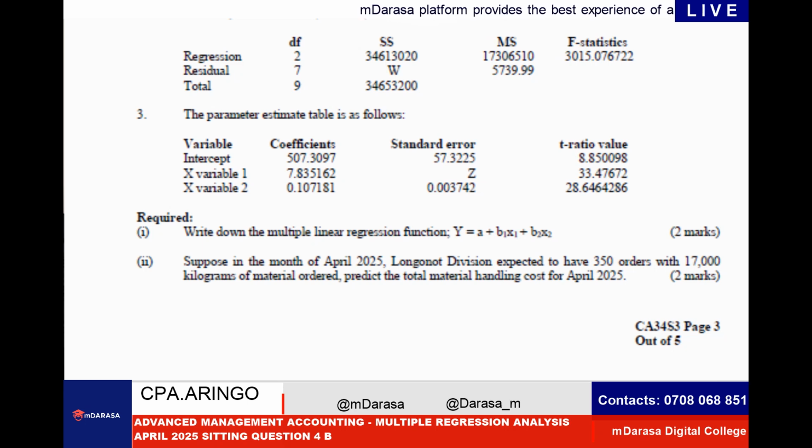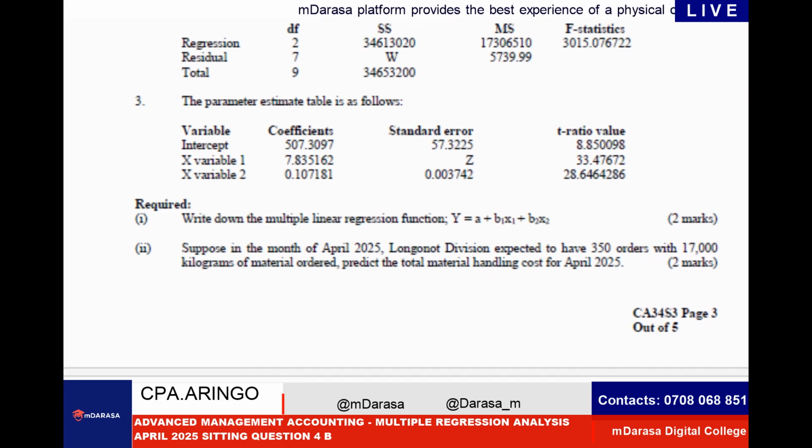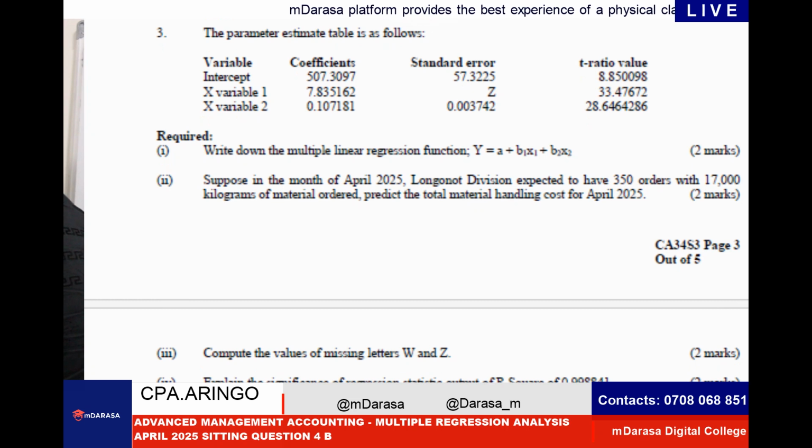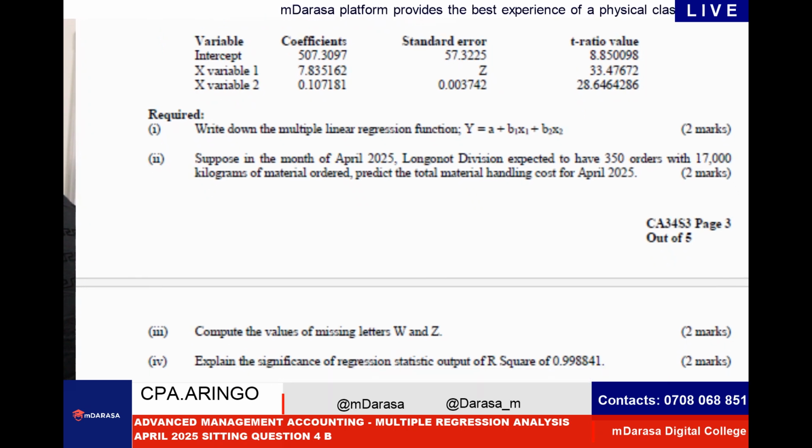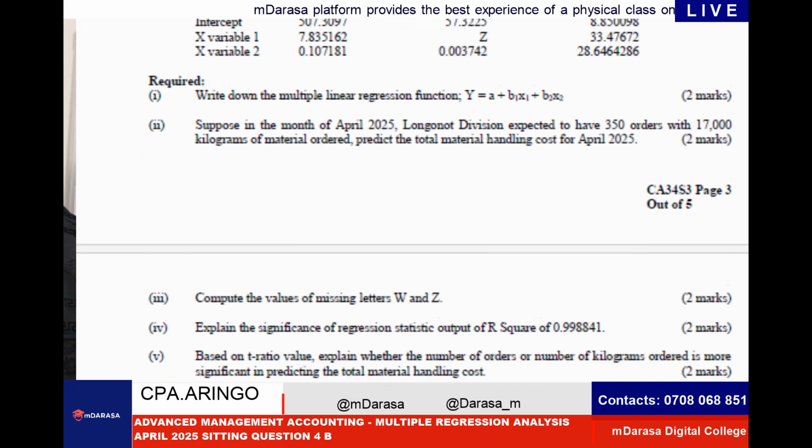Look at this case. The examiner wants us, number one, to write down the multiple linear regression function: y is equal to a plus b1x1 plus b2x2. Supposing in the month of April 2025, Longonot division expects over 350 orders with 17,000 kgs of materials ordered, predict the total material handling cost for April 2025.